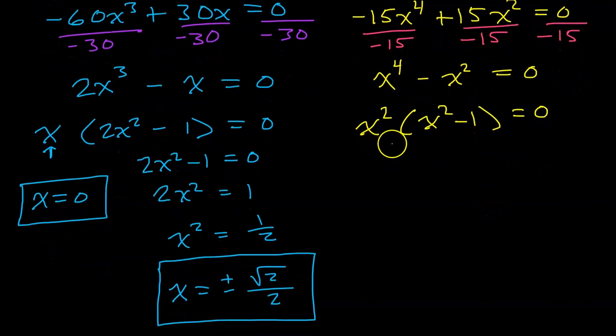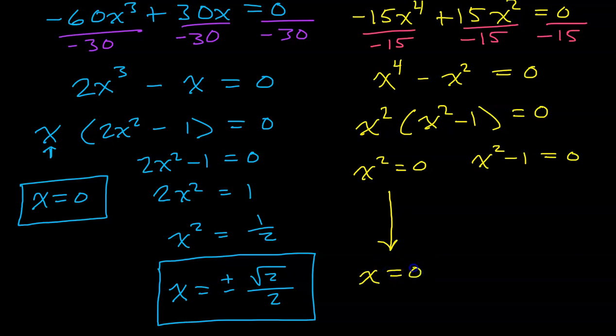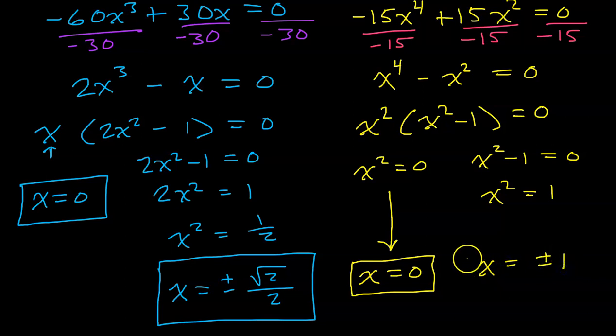Using the zero product property, I'm going to set x squared equal to 0, and I'm going to set x squared minus 1 equal to 0. This will immediately give me x is equal to 0. Just take the square root of both sides. So that is one critical number. Adding 1 to both sides, I'm going to get x squared equals 1. And if I take the square root, I get x is equal to plus or minus 1. Or I could have factored using the difference of two squares. Either way, I get these three critical numbers.